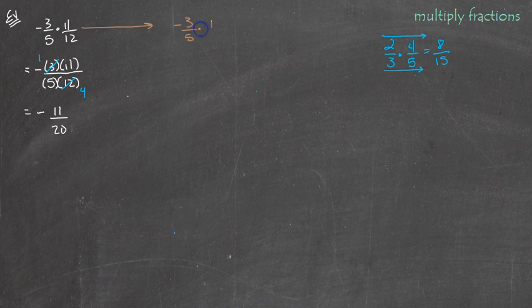-3/5 times 11/12. So -3 times 11 is -33, and 5 times 12 is 60. Well, first off, you have to work pretty hard to get 5 times 12. You definitely have to work harder to get 5 times 12 than you did to get 5 times 4. Not that you don't know 5 times 12 is 60, but it's just more work. Then you have to work harder to figure out what these both divide by. Well, they definitely both divide by 3.